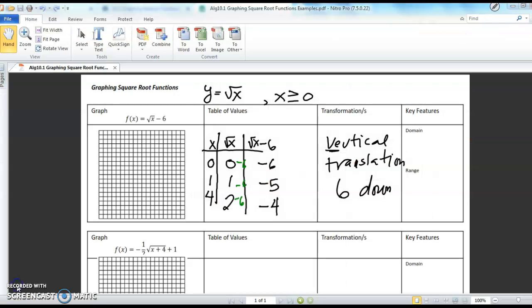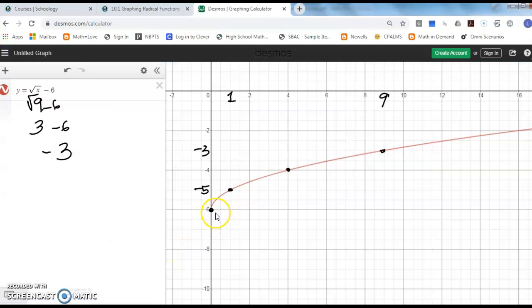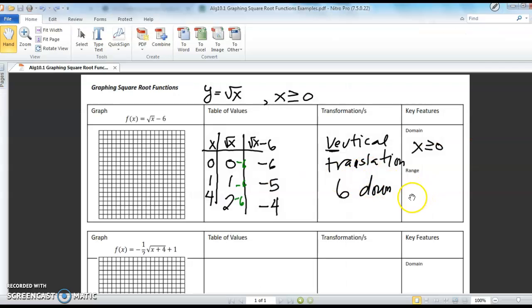Okay, so going back here, we know that the domain was x is greater than or equal to 0. And then if you go back to our graph, the range starts from where? The lowest point here is negative 6, and then it went upward. So that means our range will be y is greater than or equal to negative 6.